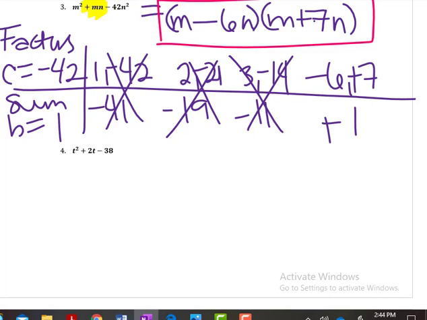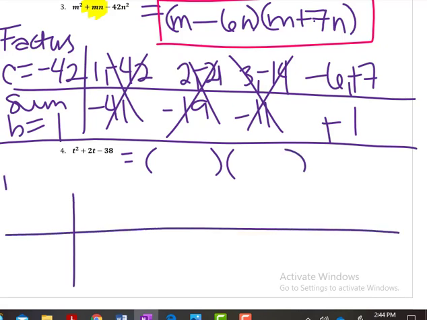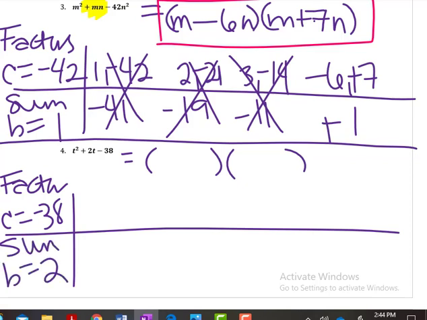All right, let's look at number 4. It is in descending order. There's no greatest common factor. Put my answer area. I need the factor pair of c, which is negative 38, that sums to b, which is 2.